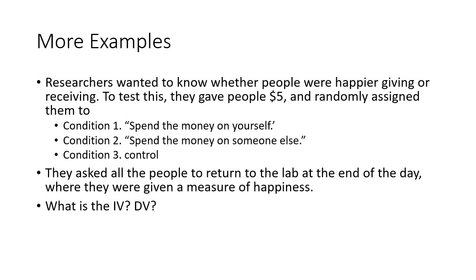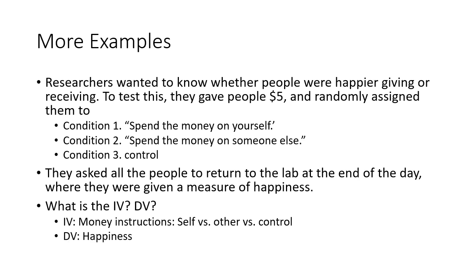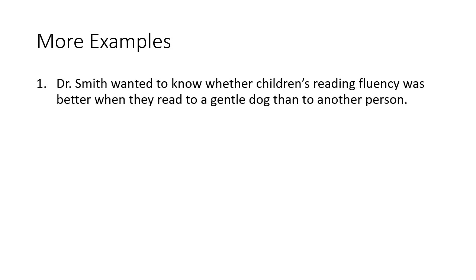What is the independent and dependent variable? IV is money instructions, self versus other versus control. And the dependent variable is happiness. They thought that would depend on how the participants use the money. Or Dr. Smith wanted to know whether children's reading fluency was better when they read to a gentle dog than to another person. So in this case, the independent variable, the thing that is manipulated by the researcher, is who is the listener? Is it a dog or is it a human? And the dependent variable is reading fluency.